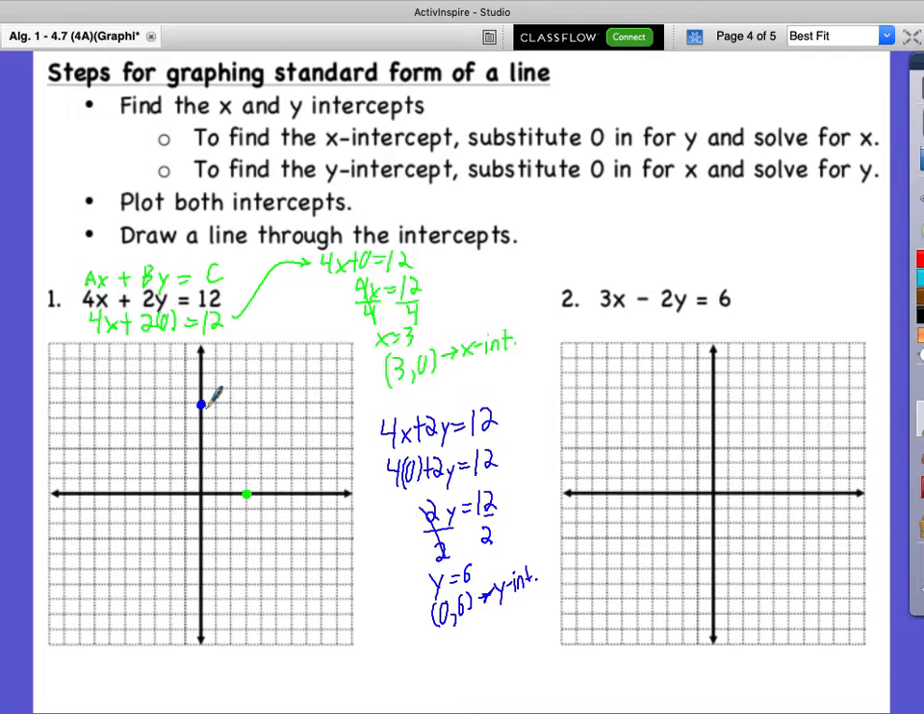So we have our y-intercept, we have our x-intercept. Can we connect those 2 points? Yes, we connect those 2 points. We made our graph.